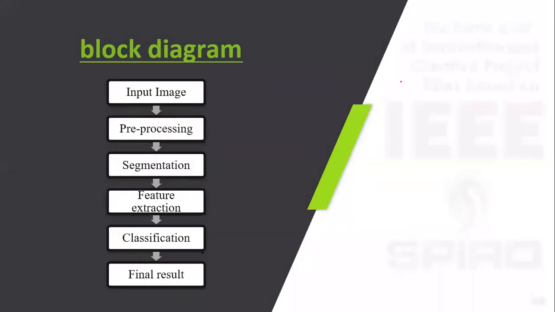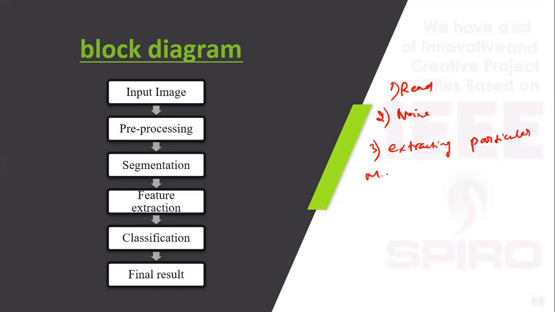See the block diagram. Input means reading the input image into MATLAB. Pre-processing means processing the input image, like noise removal and enhancement. Segmentation is a more important factor in image processing because more accurate segmentation gives an accurate result. Segmentation is the process of extracting the particular part, here the melanoma or nevus, from the images.